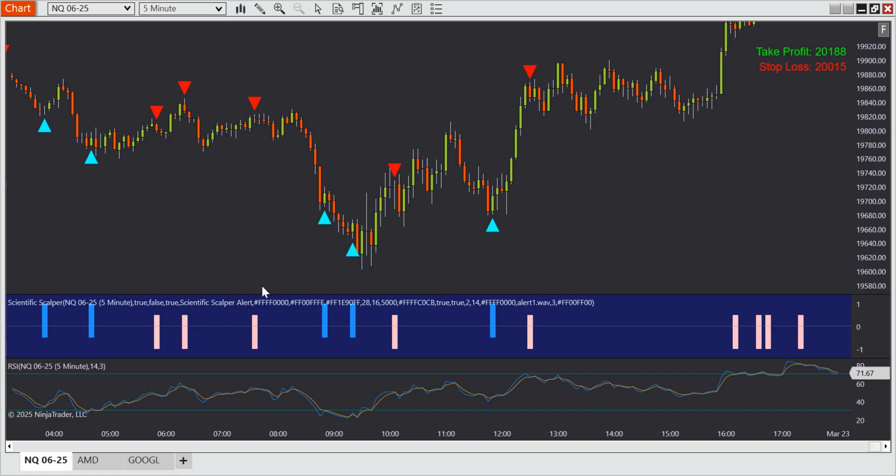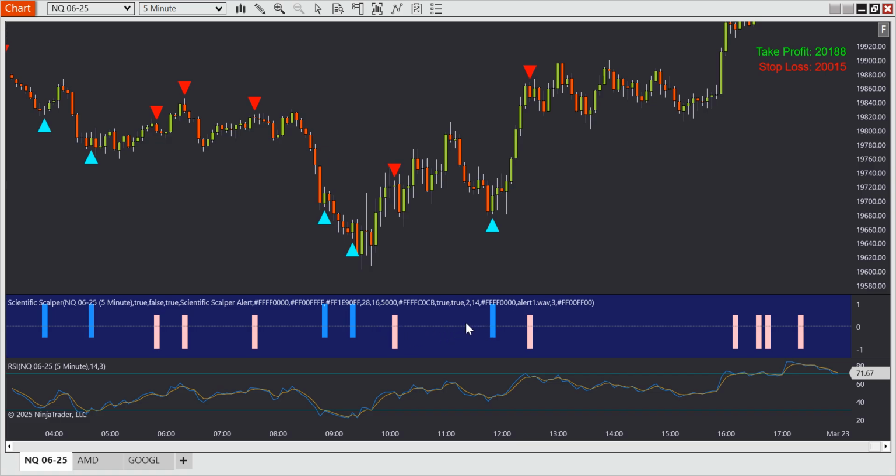And in this video today, we are going to go over the scientific scalper. You can see it right here in this upper panel. What this does is it provides a two-part confirmation. So we can see here on the chart, we have these buy signals and sell signals, which correlate with these marks here inside the panel.